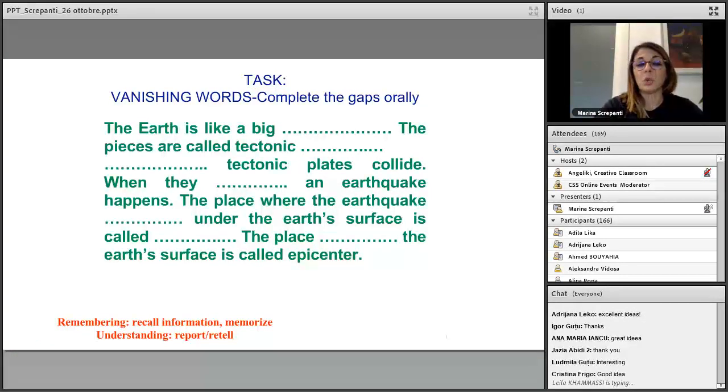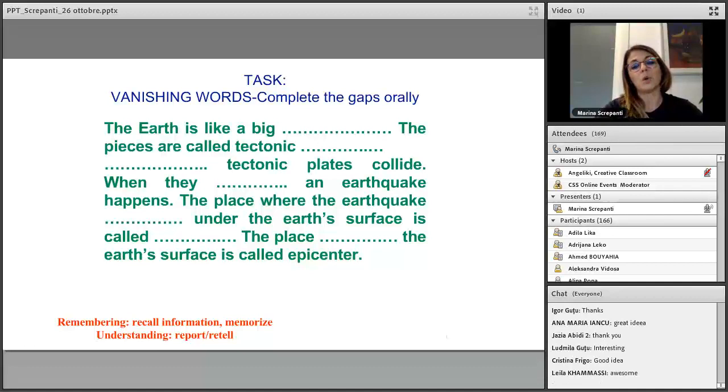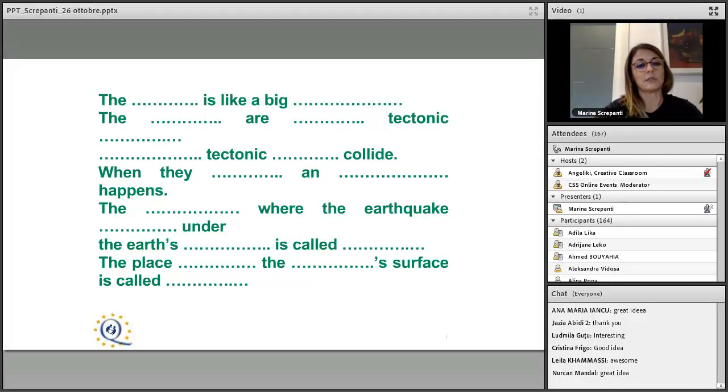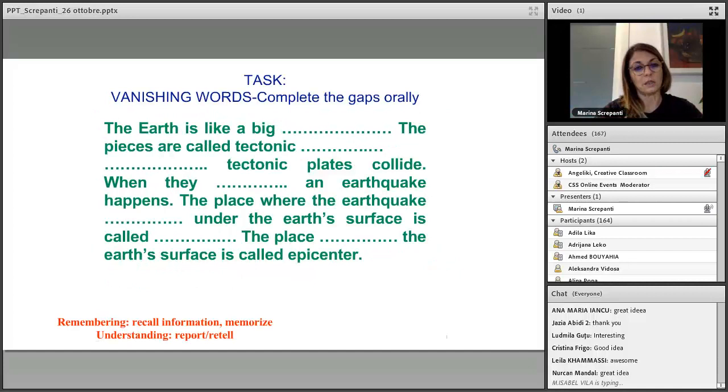Then this is vanishing words. For vanishing words, you have to write a test. It's better with a slide, but you can also do it with paper, but the slide is better. And you can show a test. Then a test with some dots, and then a test with other dots, the same test but other dots, and then the test with other dots.